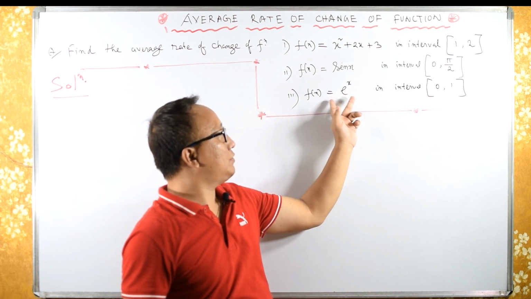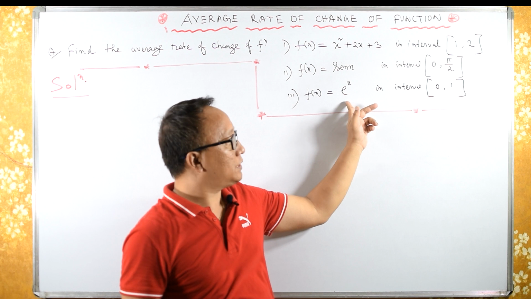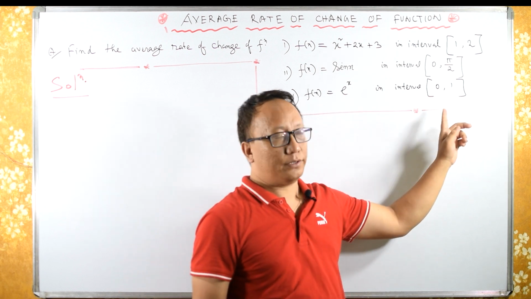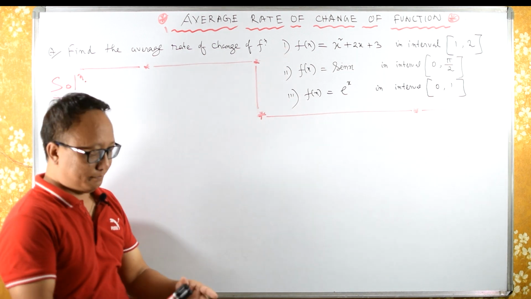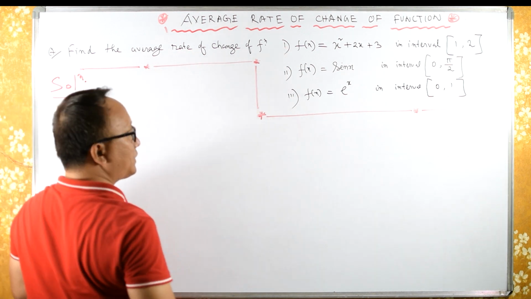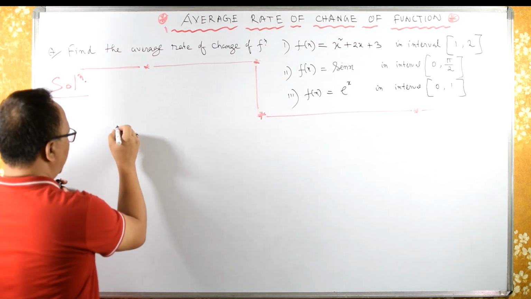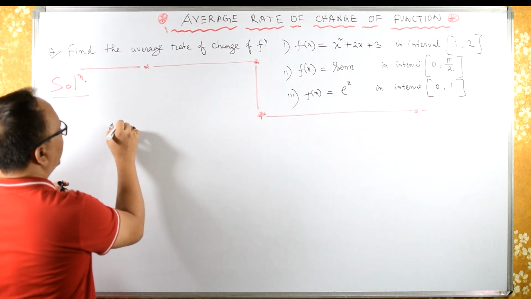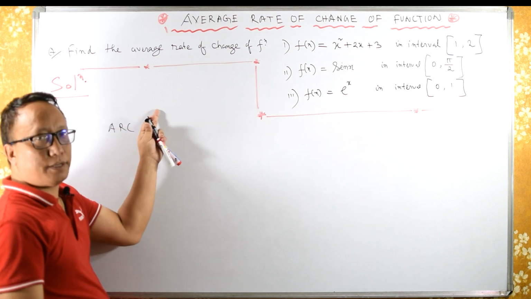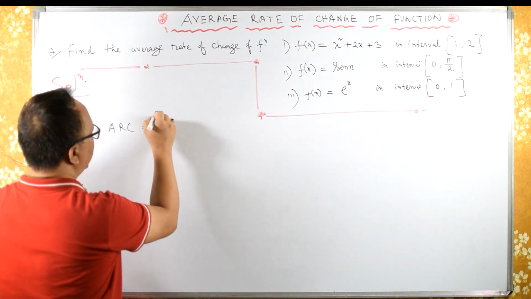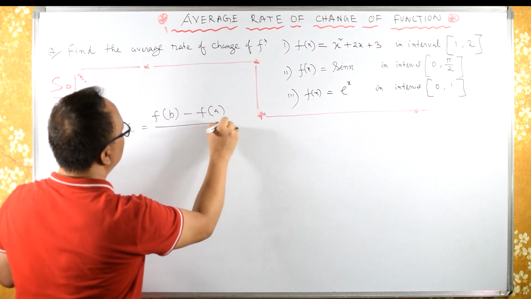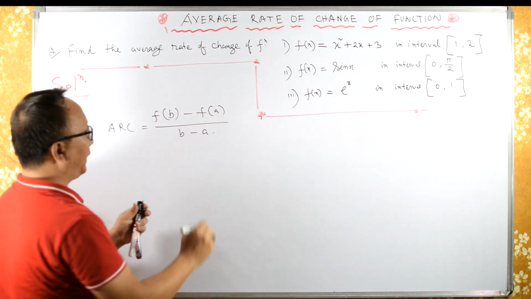Here f of x equals e raised to x. This is an exponential function. The interval here is x equals 0 to 1. Now let's solve one by one. What is the definition of average rate of change of a function? We know that the average rate of change equals rise upon run, or you can say f of b minus f of a upon b minus a.